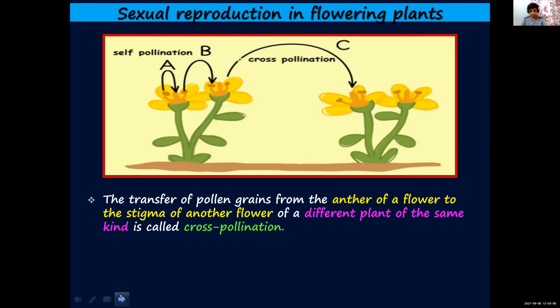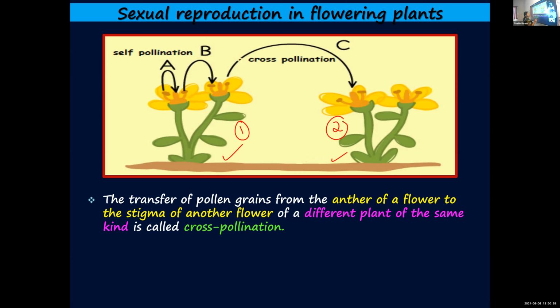This is taking place between flowers belonging to two different plants. Seeing the picture itself, you can understand that these two plants are of the same kind. They belong to the same type. From the picture itself, it's clear. Same kind of plant, but two different plants. Plant 1, plant 2. Two different plants of the same kind. So let's see what is cross-pollination.